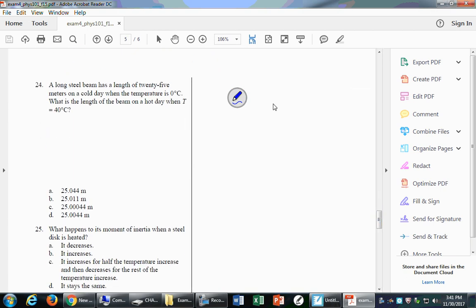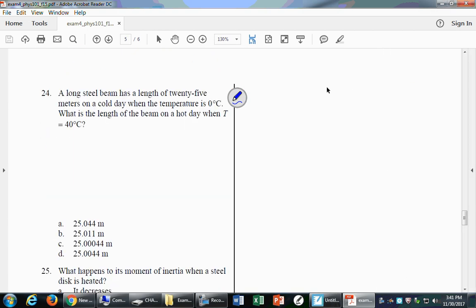Oh, here we go. Number 24. And again, this is sort of like the Young's modulus bit, the stress and strain, that if you know the equation, you sort of know the variables, then there's not a lot of process to it. It's just picking out the variables. So I want to know the length of the beam on these hot days. Our change in length is equal to L naught alpha delta t. The change in length is going to be the original length, which is 25.